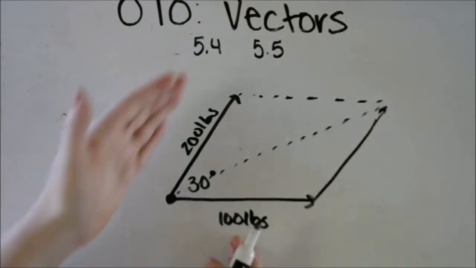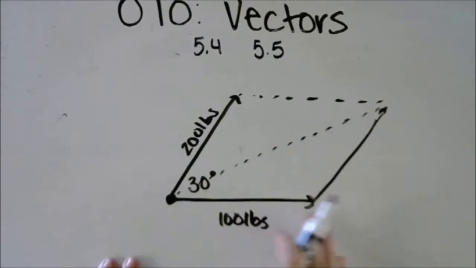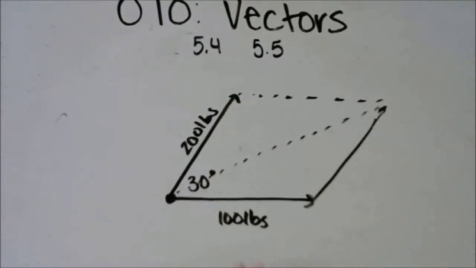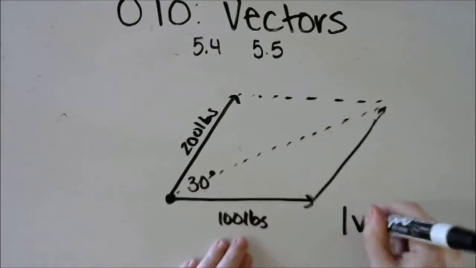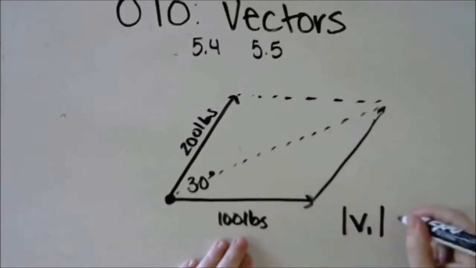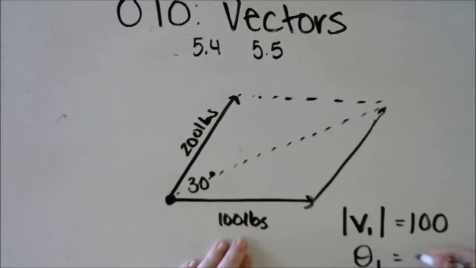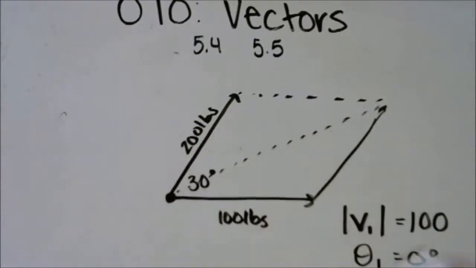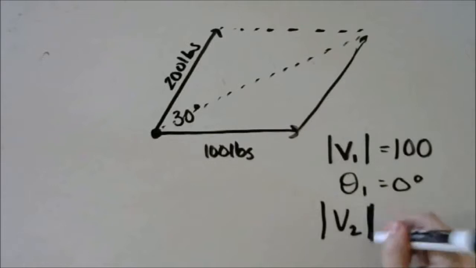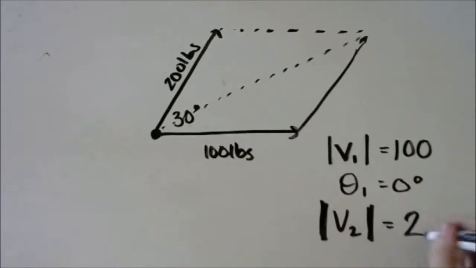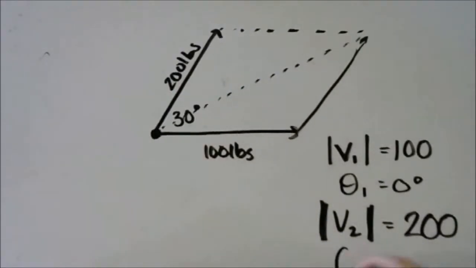So what we want to do is find the resultant force, its magnitude and its direction, if we have 100 pounds and 200 pounds acting with 30 degrees in between. Now again, I recommend you align one force with the x-axis, because now we have a vector with a magnitude of 100 and an angle of 0 degrees. And we have another vector with a magnitude of 200. And since this is at 0, the angle in between the two vectors is just our 30 degrees.